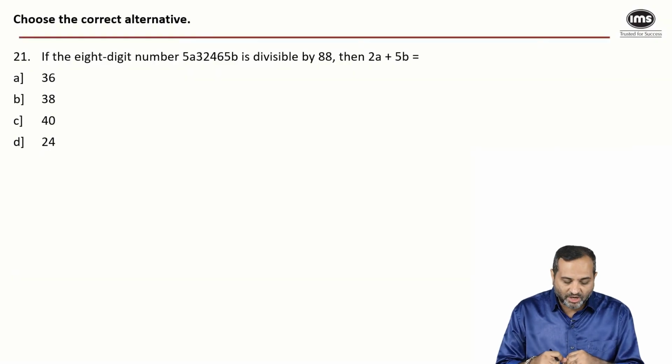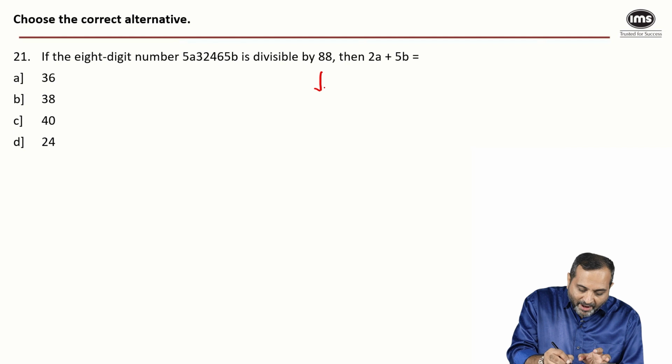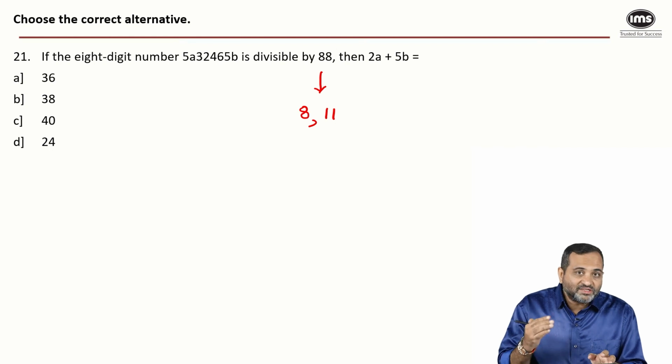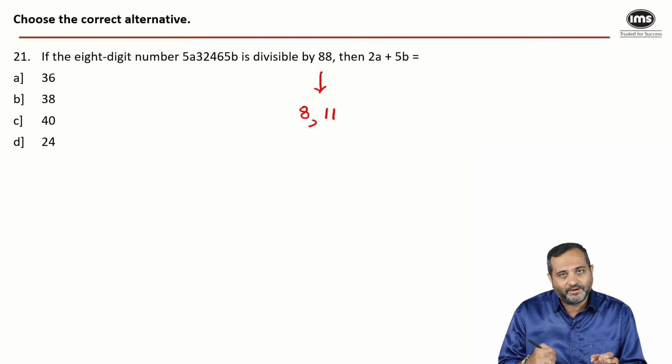If the 8-digit number is divisible by 88, then 2A plus 5B is how much? First thing, when is a number said to be divisible by 88? For a number to be divisible by 88, can I say the number has to be divisible by 8 and 11? If a number is divisible by both 8 and 11, then the number will become divisible by 88.